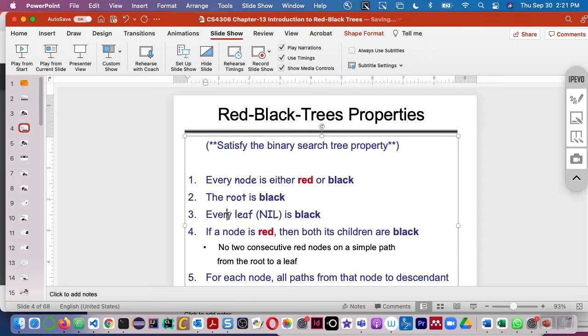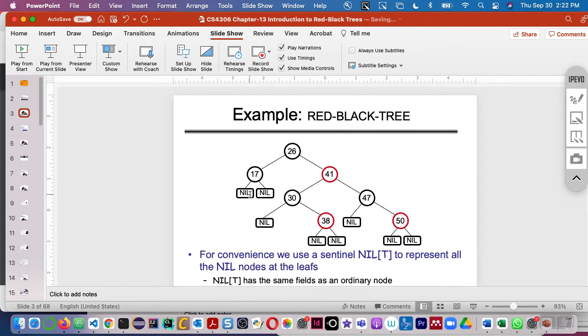Okay, and the third one: every leaf is nil and black. So we know that this is actually not too important, because every nil node is black. Every leaf node, the 17, 30, 38, this is 40, right? This is a binary search tree. A leaf node is nil and black.